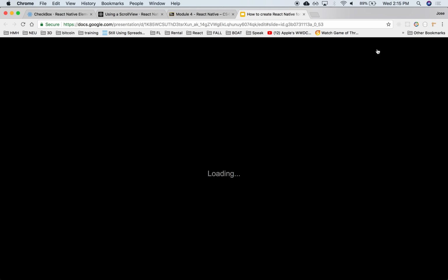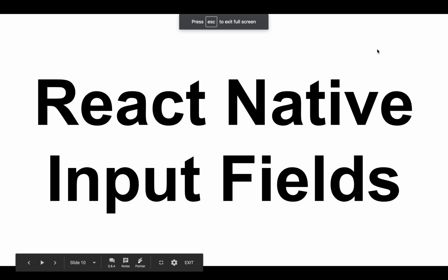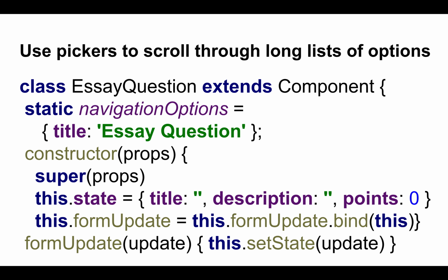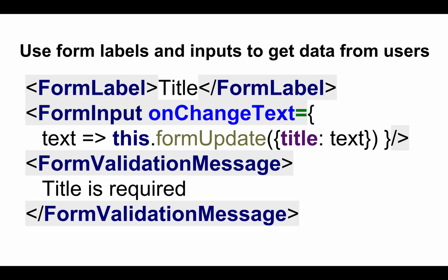All right, so let's take a look at using input fields to create various forms for text entry, maybe the title, some description, some points. To do that, we're going to use a couple of new elements. One of them is the form label. The other one is a form input, and the other one is form validation message.